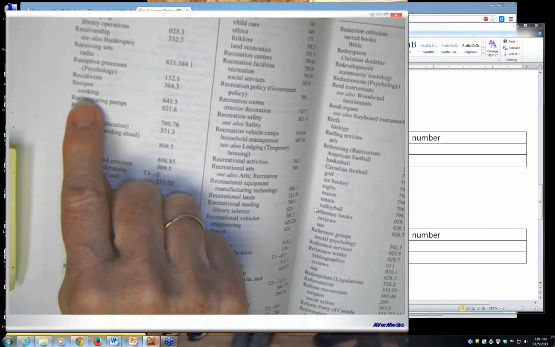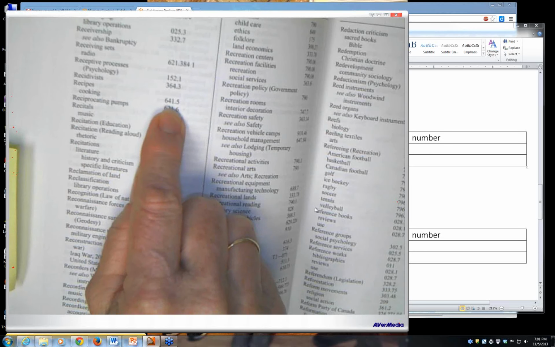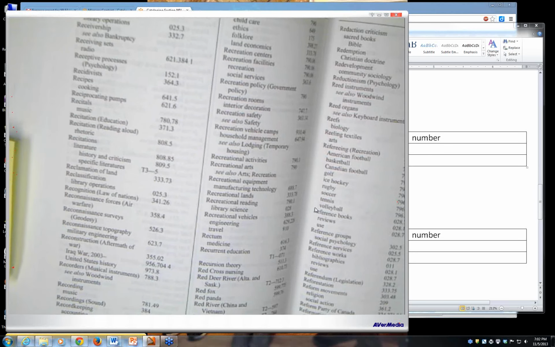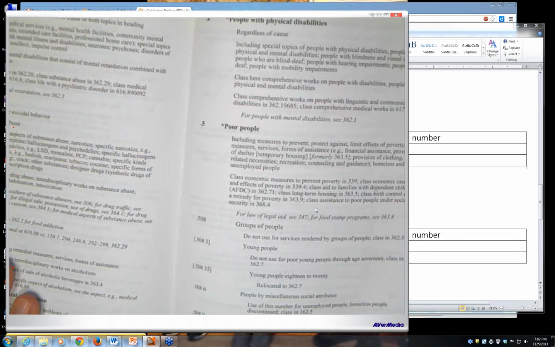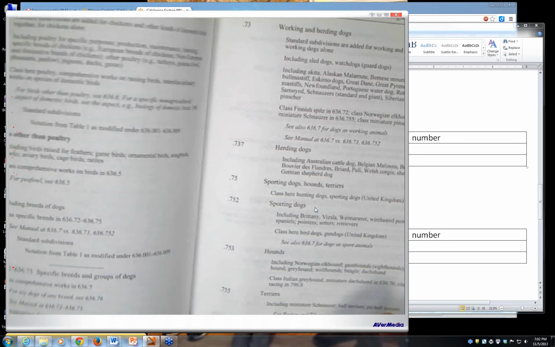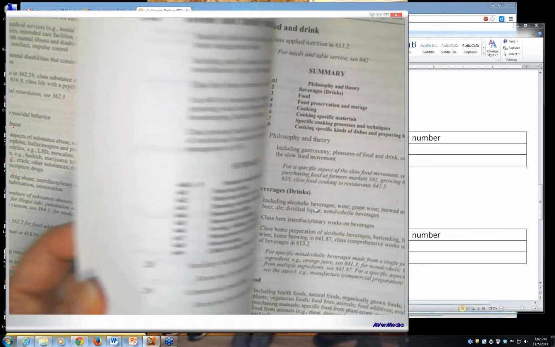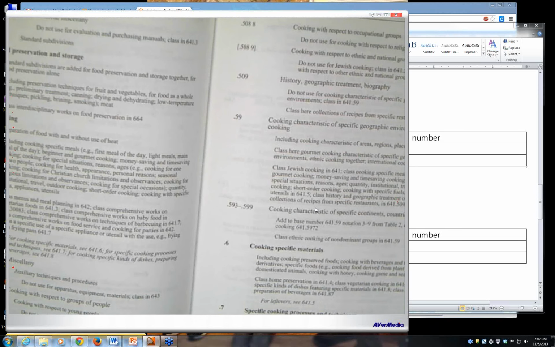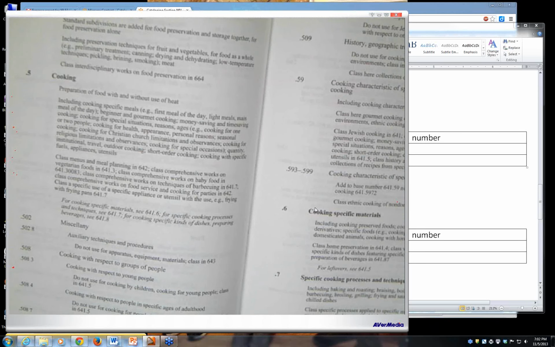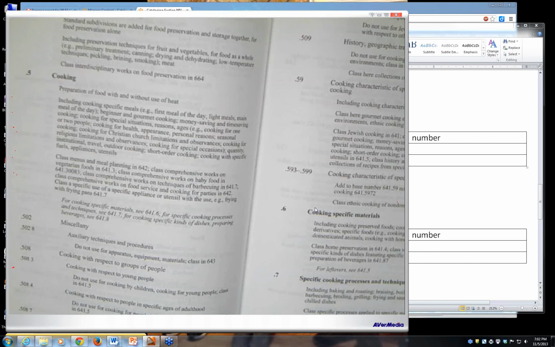Recipes, cooking, 641.5. Let's go to 641.5. And we find cooking. This is specifically, though, cooking in a particular area. This is recipes from Mexico.